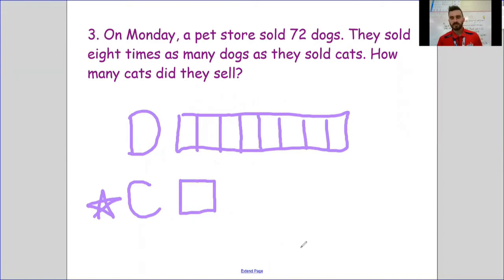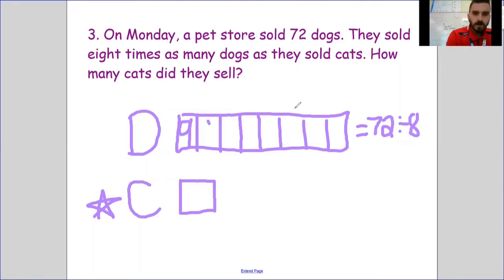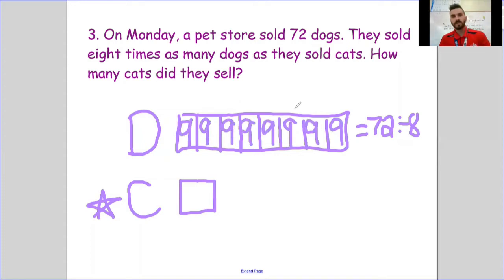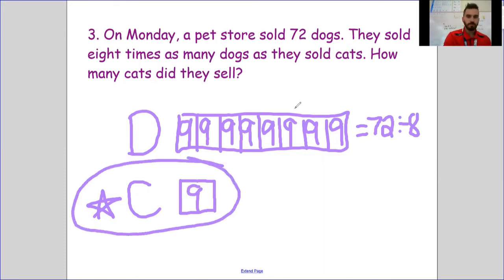And I'm just going to use the information that it gives me. It says they sold 72 dogs, meaning that these boxes here are going to be equal to 72. That 72 has nothing to do with your cats. So now I got to take those 72 dogs. I got to split them evenly between those 8 boxes. 72 divided by 8, going to give me 9. So I got 9 dogs in each of those boxes. And if I got 9 in the boxes up top, I got 9 in the box below. If the question wants to know how many cats did they sell, that answer there would be 9.